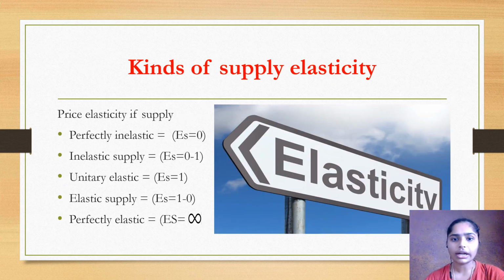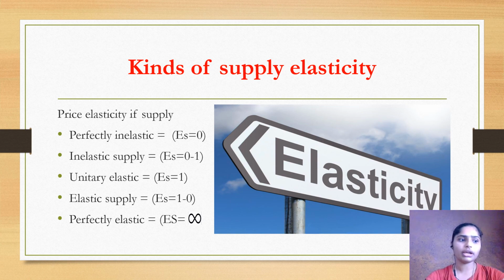Now we will see the kinds of supply elasticity. There are 5 supply elasticities. Percentage change in price leading to percentage change in supply is the supply elasticity. First one is perfectly inelastic supply. If there is no change in supply but there is a change in price, it is perfectly inelastic supply. Elasticity is equal to 0.